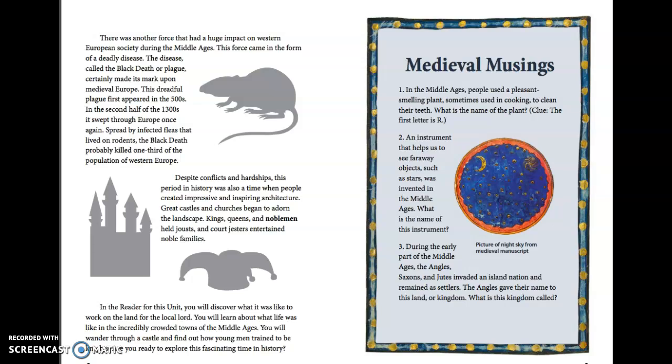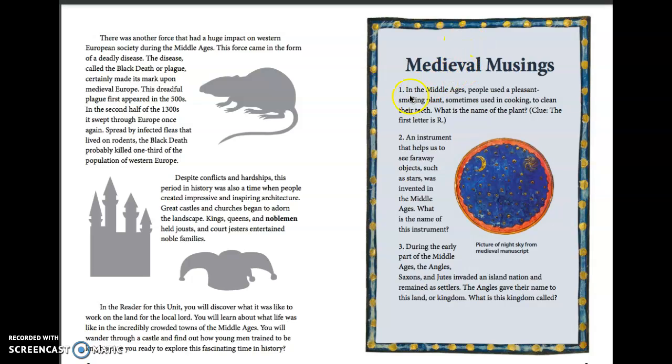Despite conflicts and hardships, this period in history was also a time when people created impressive and inspiring architecture. Great castles and churches began to adorn the landscape. Kings, queens, and noblemen held jousts, and court jesters entertained noble families. In the reader for this unit, you will discover what it was like to work on the land for the local lord. You will read about what life was like in the incredibly crowded towns of the Middle Ages. You will wander through a castle and find out how young men trained to be knights. Are you ready to explore this fascinating time in history?